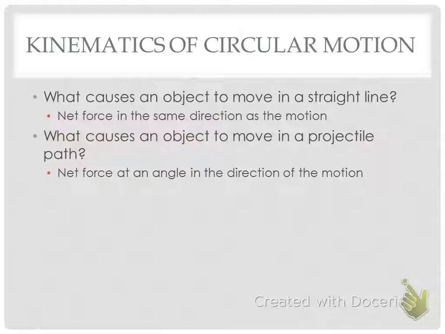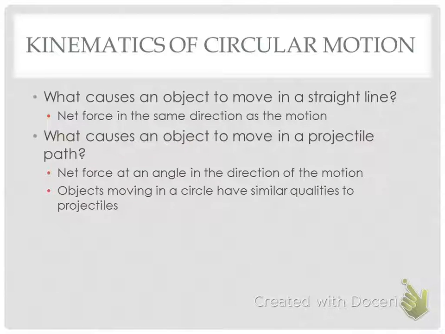So circular motion, is it more similar to a straight line path or a projectile path? Which does it resemble more? Projectile, good. Objects moving in a circle have similar qualities to projectile motion. The good thing is that solving circular motion is much simpler than projectiles. We don't have to break things down into X and Y. So circular motion is a little bit more simplistic, although it follows some of the same guidelines.